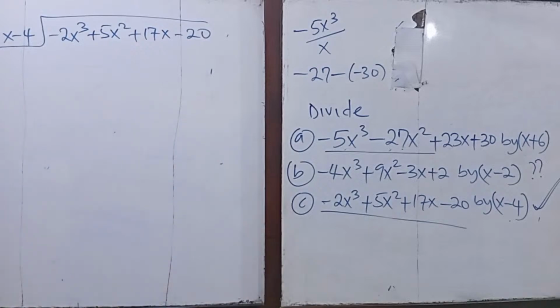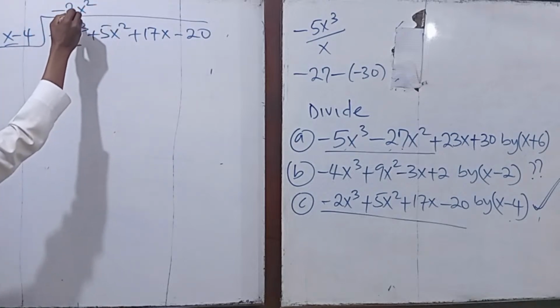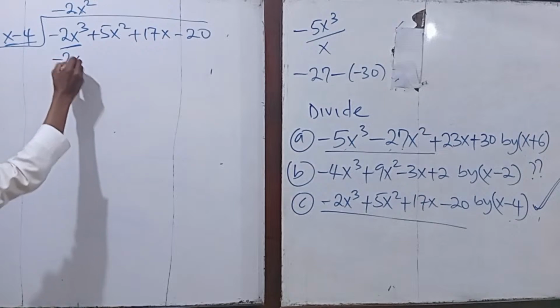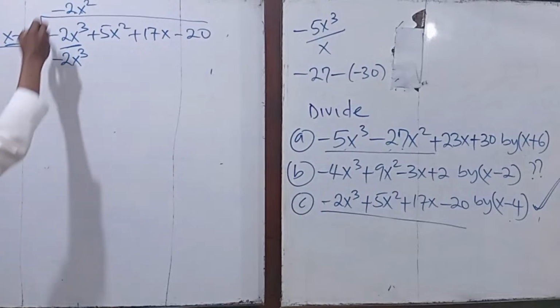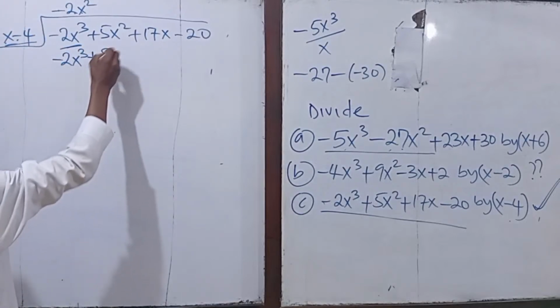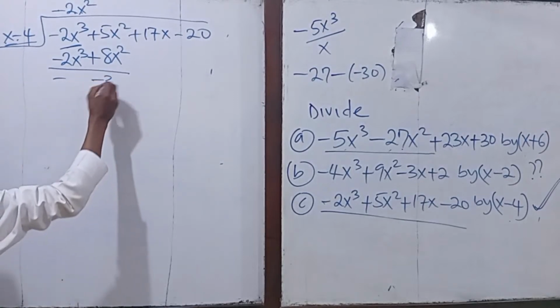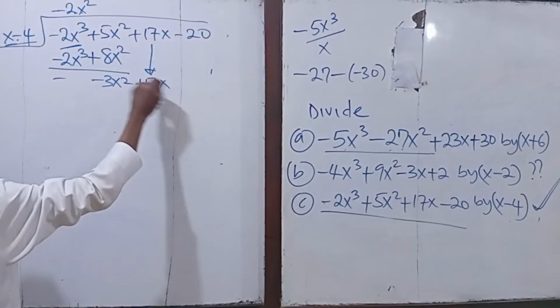We're going to take the first item, minus 2x cubed, over the first one here, and that will give you minus 2x squared. And then use it to multiply this one. So minus 2x squared times the first one, that's minus 2x cubed. The moment you do that, the first item will be the same thing. And then minus times minus, that's a plus, and that's 8x squared. Do your subtraction. So this is gone. We have a 5 minus 8, that's a minus 3x squared. Take the next one down. So we have a plus 17x.